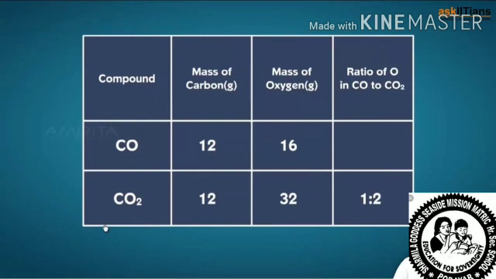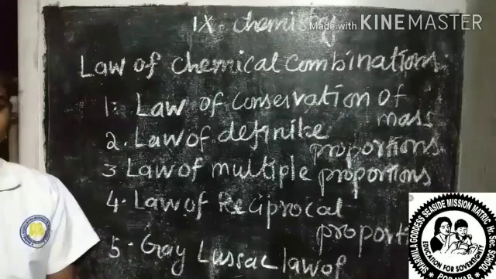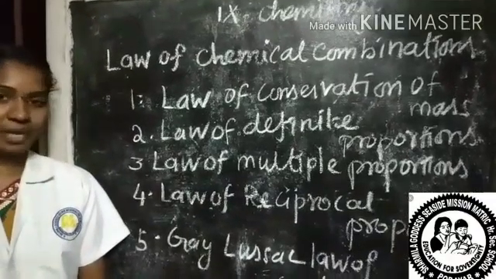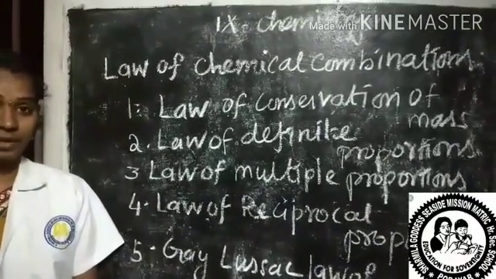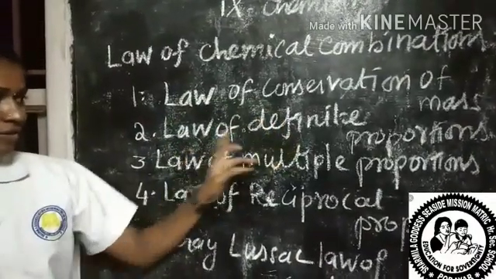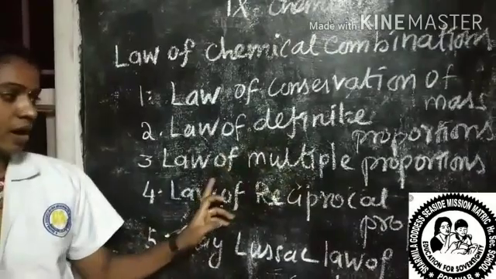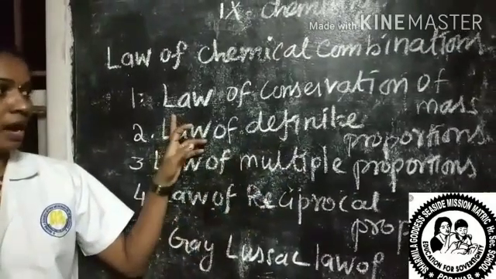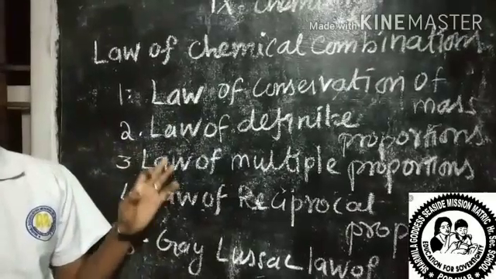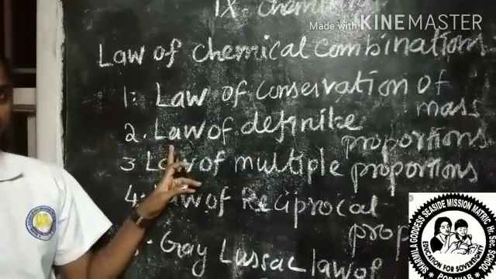So this is all about the law of conservation of mass, the law of definite proportions, and the law of multiple proportions. Okay children, I hope you understand the laws of chemical combination. In this video, you learned about the law of conservation of mass, the law of definite proportions, and the law of multiple proportions. The law of conservation of mass is nothing but that the mass of the reactants is equal to the mass of the products during a chemical reaction.